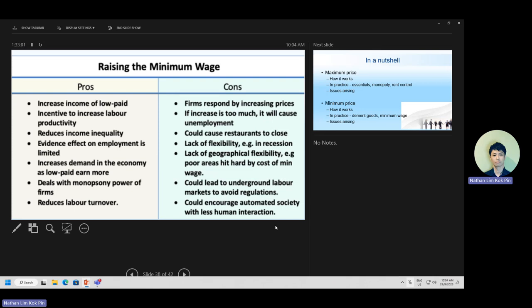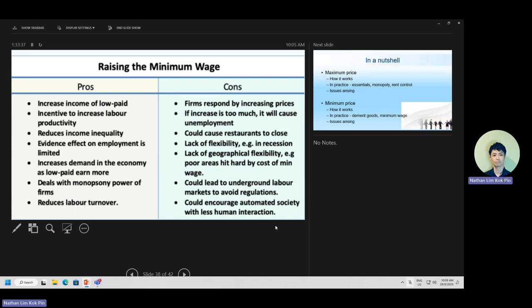Increased demand in the economy as the low paid earn more. Now, this is very important. Why? Now, this is what Jeffrey Chia is afraid of. What is Jeffrey Chia afraid of? People who come to Pyramid to shop, they have low income. When they have low income, what happens? They cannot afford, they don't spend. When they don't spend, the shops cannot make a profit. When the shops cannot make a profit, they will stop renting and then they will lose money. Can you see that? So we need a lot of people to have higher income, especially low income families.